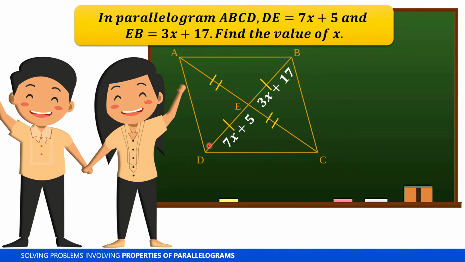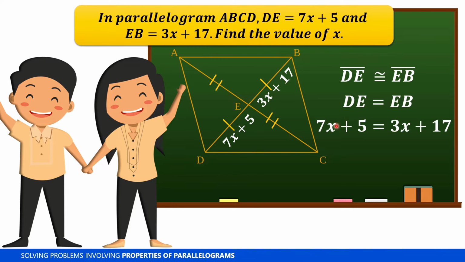Since the diagonals of a parallelogram bisect each other, each diagonal, diagonal AC and diagonal BD, is divided into two equal parts. So in diagonal DB, segment DE is congruent to segment EB. Or the length of DE is equal to the length of EB. So, if DE is equal to 7x plus 5, that is equal to 3x plus 17, which is the given for side EB. Now, let's solve for x.